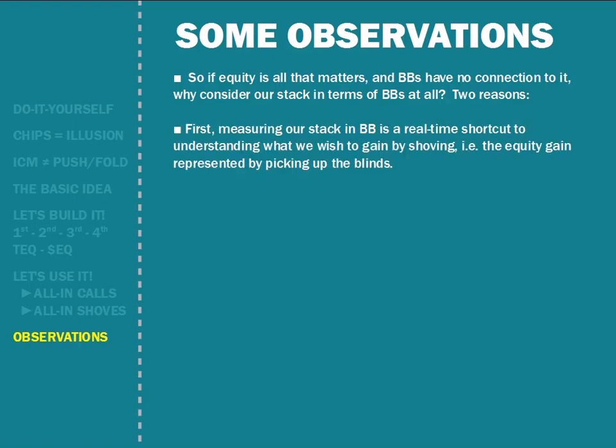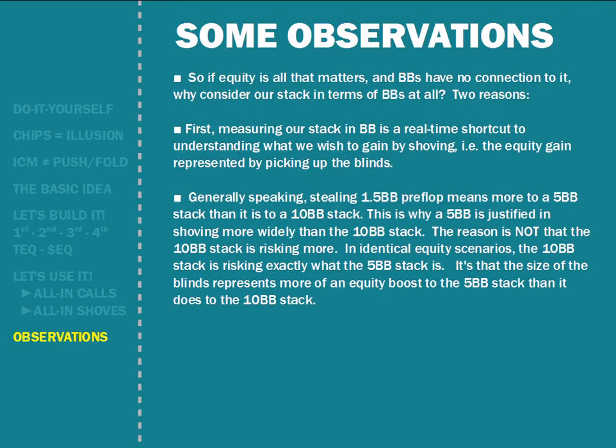For one thing, measuring our stack in terms of big blinds is a real-time shortcut to understanding what we want to gain by shoving, right? And what we want to gain by shoving is the equity gain represented by picking up the blinds, right? And generally speaking, stealing the 1.5 blinds pre-flop means more to a 5 big blind stack than it does to a 10 big blind stack. It's a larger percentage increase. In terms of just chips, it's a 30% increase to the 5 big blind stack, and it's only a 15% increase to the 10 big blind stack.